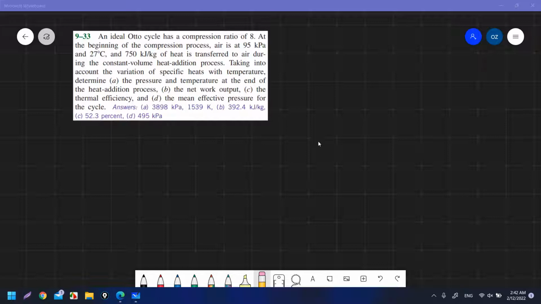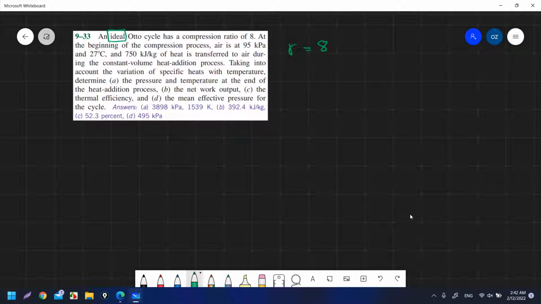This video, inshallah, will be the start of chapter 9 about gas power cycles, and we will start with the ideal Otto cycle. Here we have an ideal Otto cycle with a compression ratio of 8. So we know that it is an ideal cycle, not an actual cycle, and has a compression ratio of 8. So r is equal to 8.